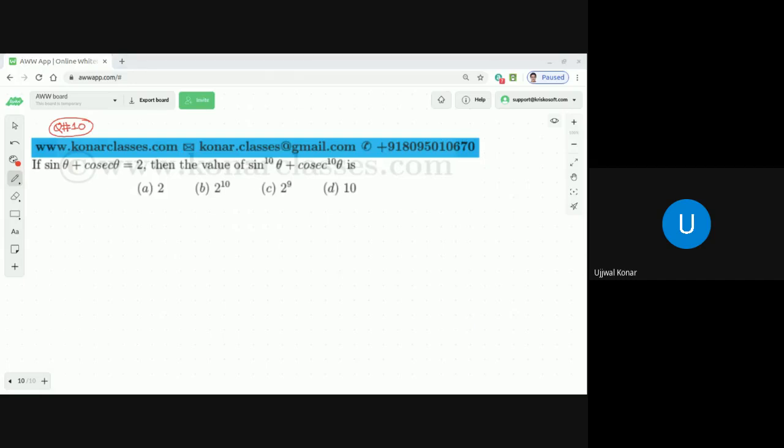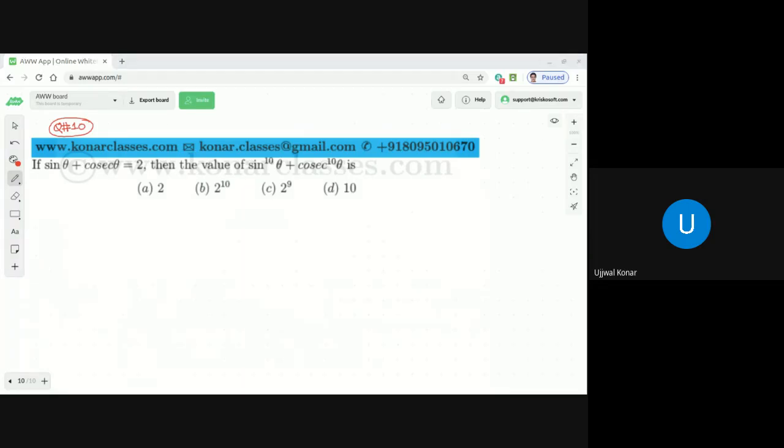According to the question, here it is given that sine theta plus cosec theta is equal to 2. Then sine to the power 10 theta plus cosec power 10 theta is equal to what? Very classical question, very interesting question.